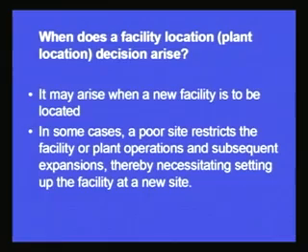When does a facility location decision, or plant location, arise? Facility location or plant location is one and the same thing, that is, where should we locate our plant. So when we have to take these types of decisions, it may arise when a new facility is to be located. Whatever we have been discussing for the last half an hour or so is when we have to take a decision on where to establish our plant. It is a new plant. So it may arise when a new facility is to be located.